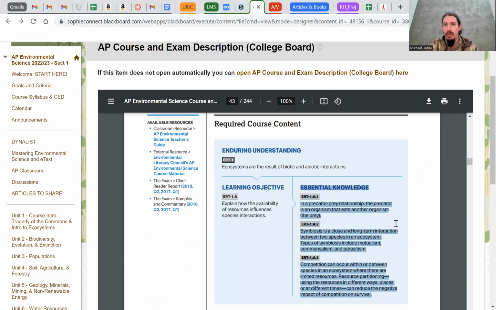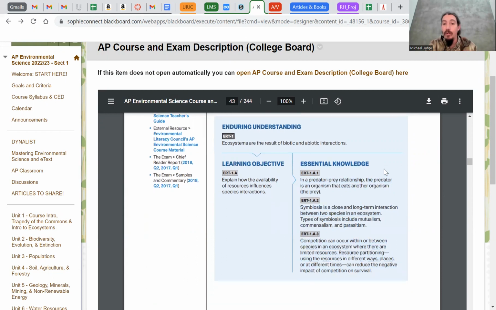Now, many of you, I think, know about this document because you've been using it to study for unit tests, and I tried to make you aware of it throughout the year. If you're just seeing this for the first time, welcome, and it's very useful.